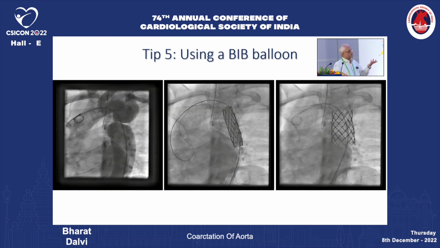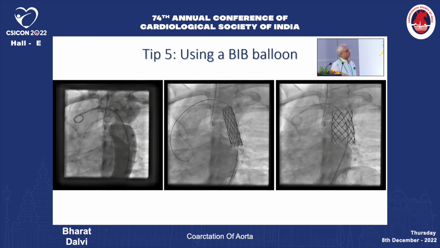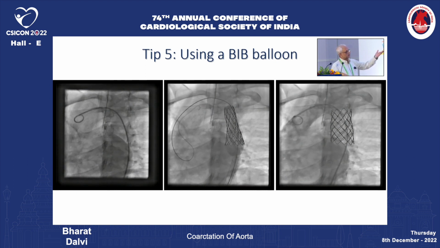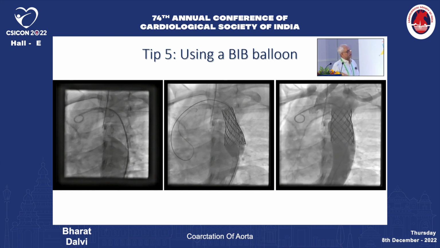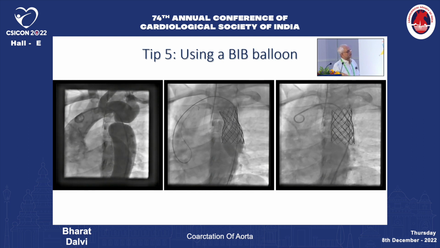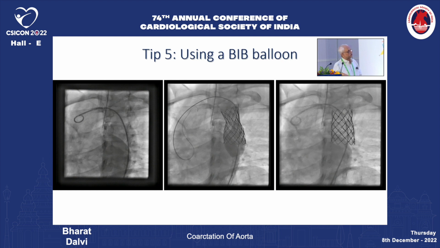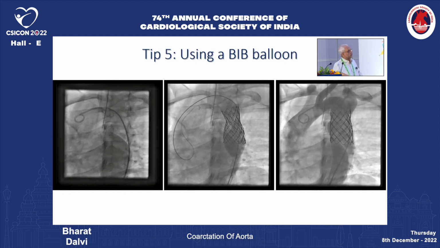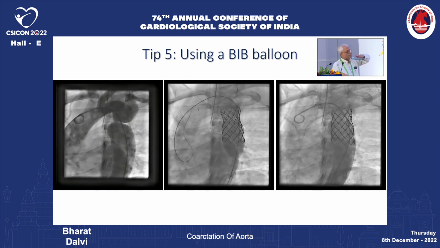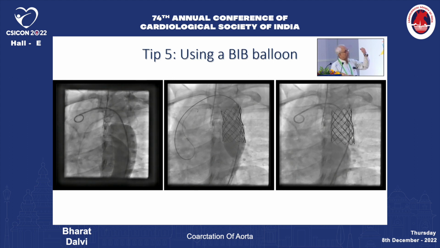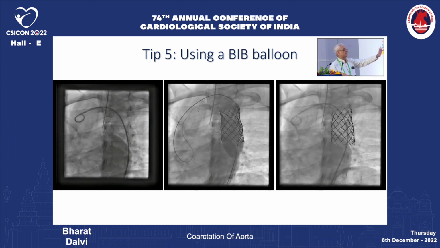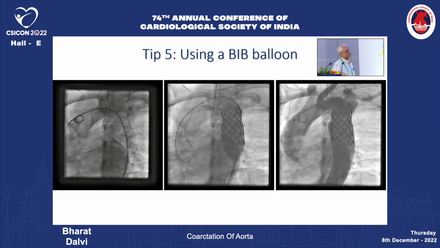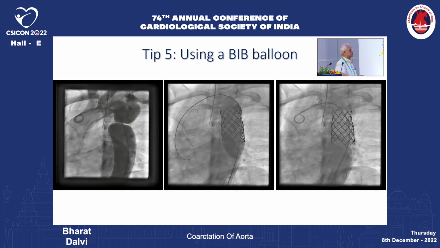Now, using a BiB balloon is another way of preventing the migration, and this was a 30 millimeter BiB, and you can see this is a 10 zig CP stent which is used to take care of this coarctation. And this is what I mean, that this membranous coarct is so soft that everything just opens up. And you can see that we have got an excellent result following deployment using a BiB balloon.